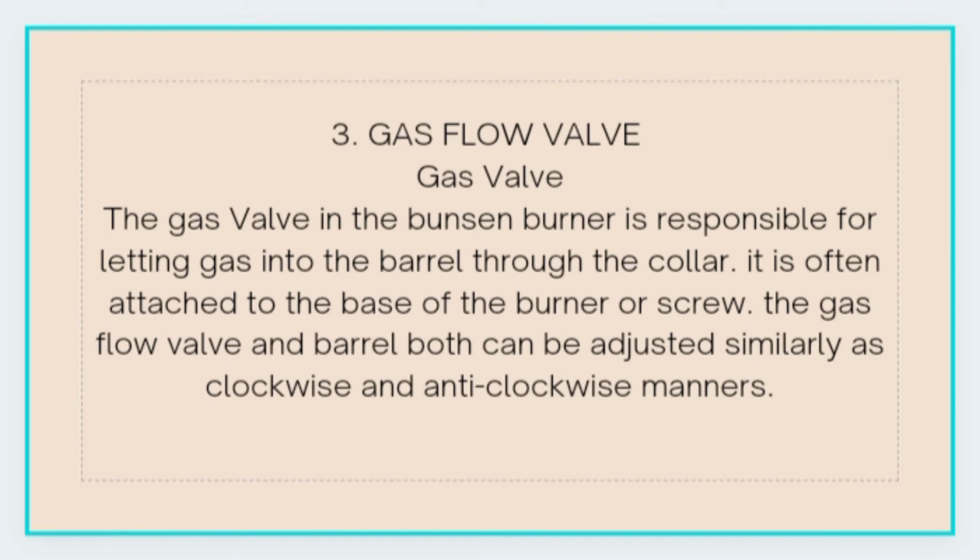Third, the gas flow valve. The gas valve in the Bunsen burner is responsible for letting gas into the barrel through the collar. It is often attached to the base of the burner by a screw. The gas flow valve and collar can both be adjusted similarly in clockwise and anti-clockwise manners.